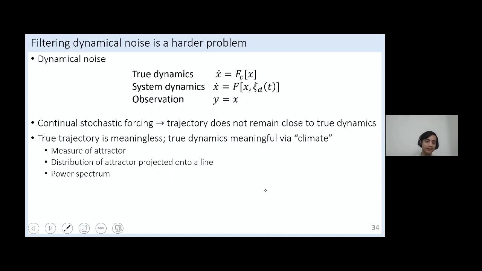And indeed, any hope of even obtaining a true trajectory is really meaningless, because it is a chaotic system. You just can't obtain a true trajectory. The best you can hope to obtain is the true dynamics.